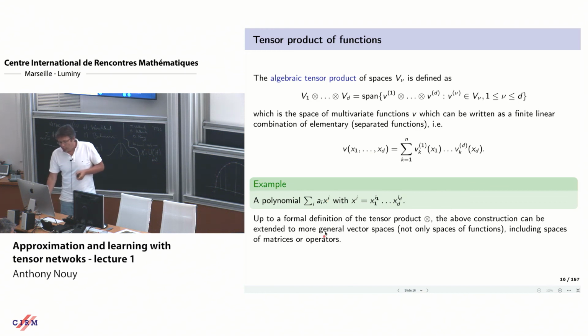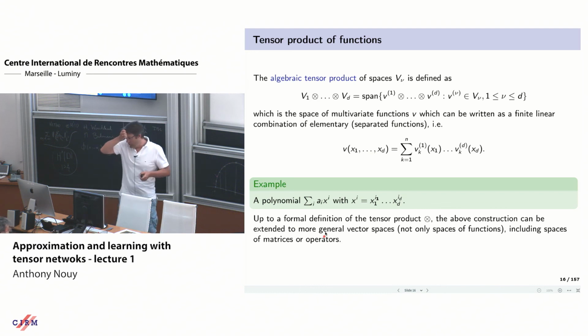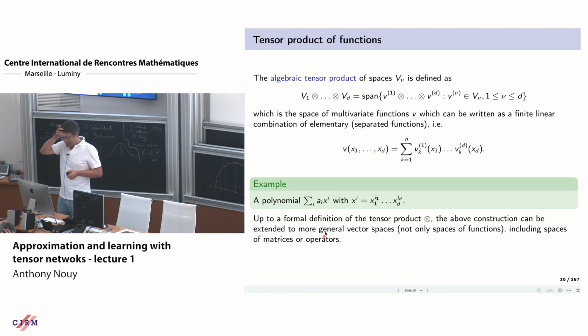I will not go into more general settings, but if you are interested, you will find references at the end of this part, where you can introduce tensor spaces with a very formal definition of tensor product that allows you to go beyond product of function spaces, okay? More general vector spaces. And this includes spaces of matrices or operators, but also much more complicated vector spaces.